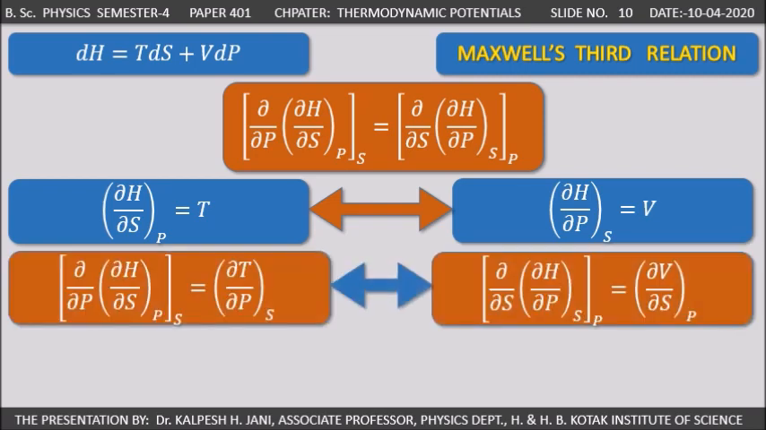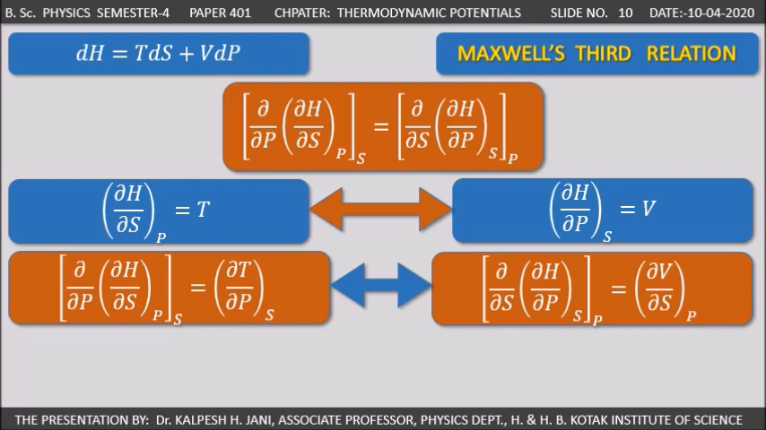So we take the second order partial differentiation of these two terms. On the left side, we differentiate del H by del S further with respect to P at constant entropy. So we have to differentiate T also with respect to pressure P. So we get del T by del P at a constant entropy S. On the right side, we further differentiate del H by del P with respect to entropy S at a constant P. So we have to differentiate V also with respect to S.